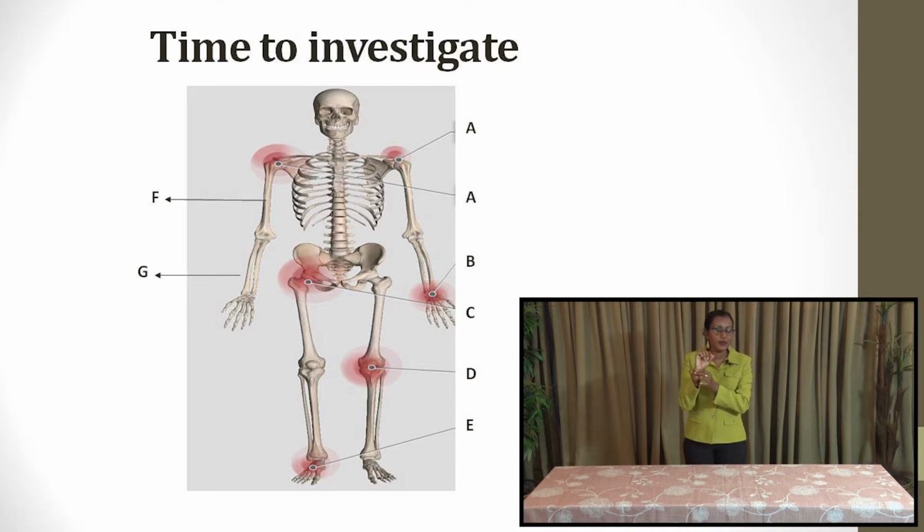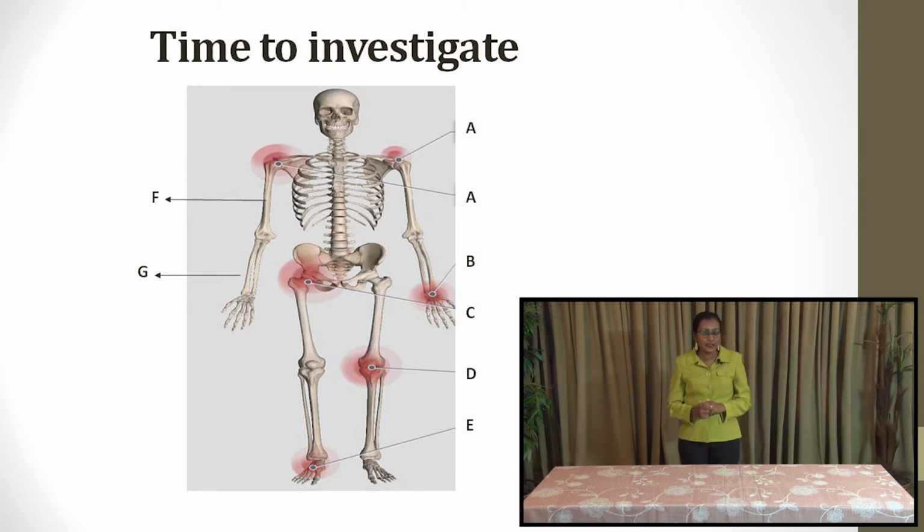Now let's look at B, which is this part here. What is the name of this part? Very good. It's called the wrist. Can we move our wrist? Yes, we can. C. Can you identify C and tell me the name of C? Excellent. C is our hip. Can you move your hip? Yes, you can move your hip.